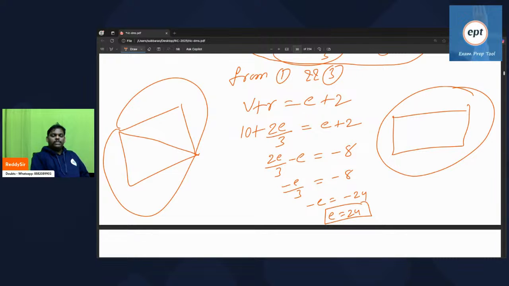See, every vertex has degree 3. So it's a degree 3 graph.